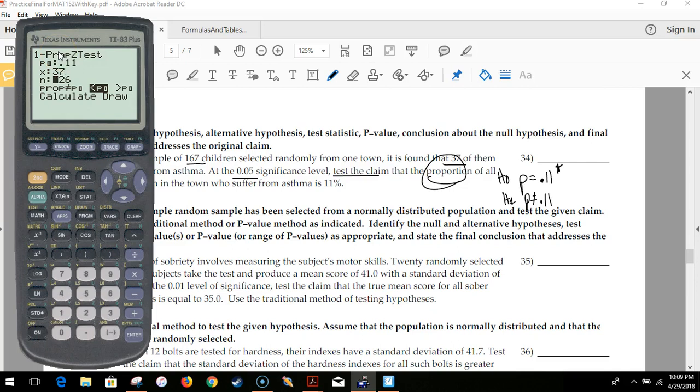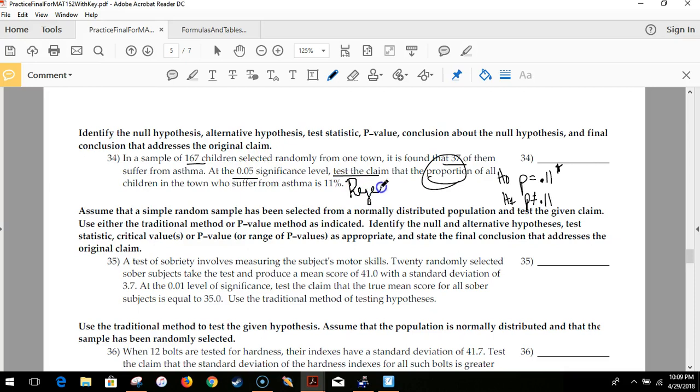You have 37 out of the 167, and then I need to match this, so that's an equal to. I'm going to use draw because I'll get less information that way. I'll get only what I need. I'm going to look for my p-value. P-value is 0. Well, that's certainly less than 0.05, so I'm going to reject the null, which is bad news.